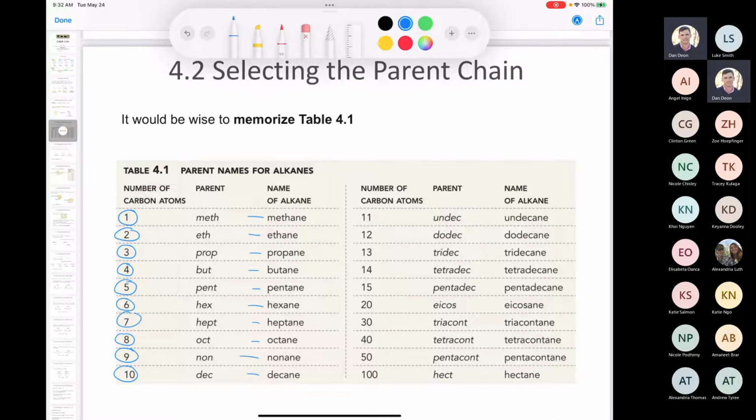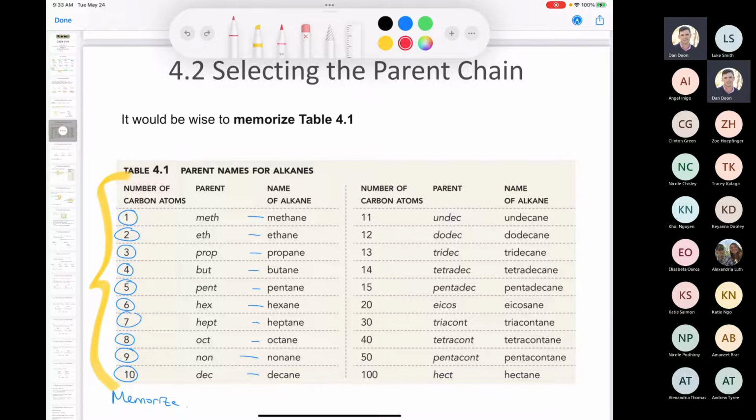I ask my students to memorize the first 10 straight chain hydrocarbons. So we'll put here, memorize those ones. If you want to try to memorize the rest of what's in this table, it is not required. You do not have to memorize any of these in here. However, they are kind of useful.